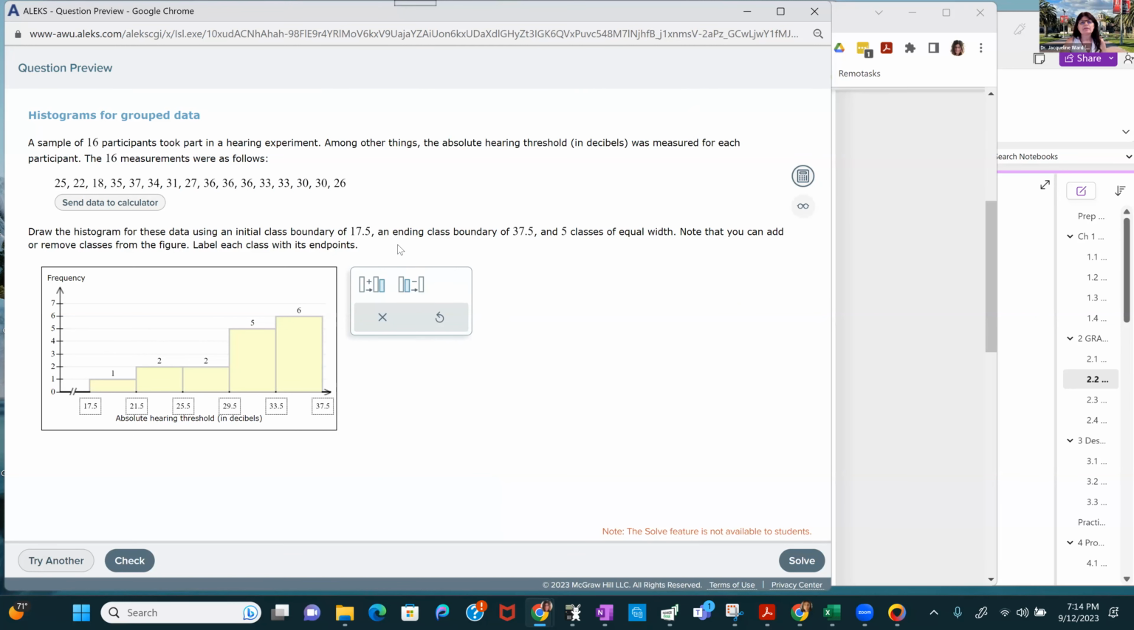Now, in this topic, there are problems that give you the initial and the ending boundaries and how many classes. There are also questions that give you the initial and the class width. And then you have to make sure you're going to include all the data.